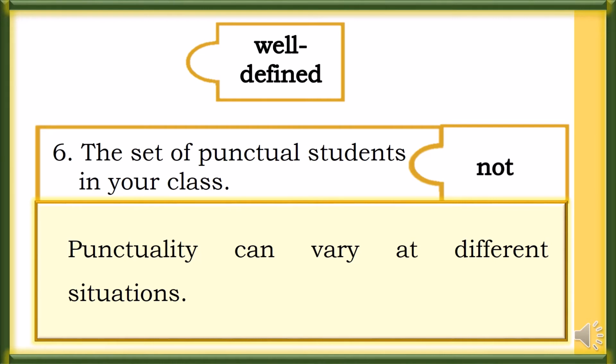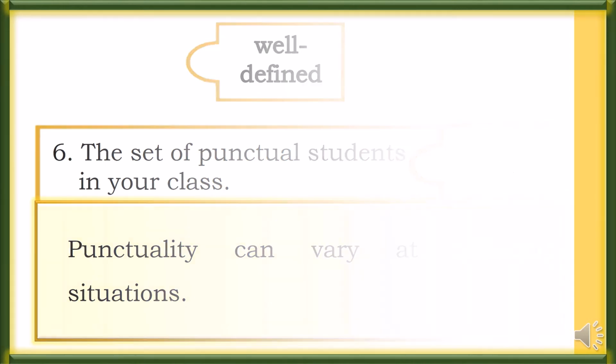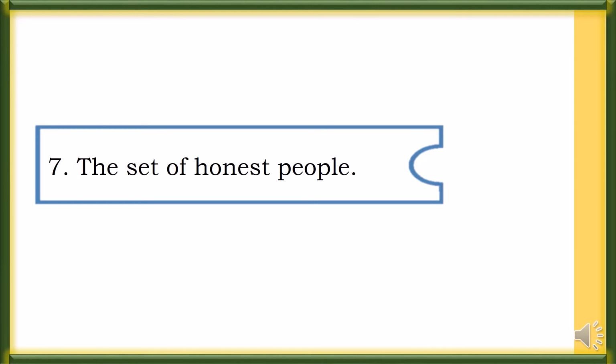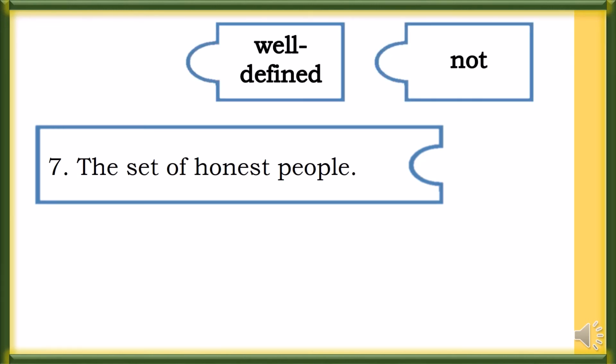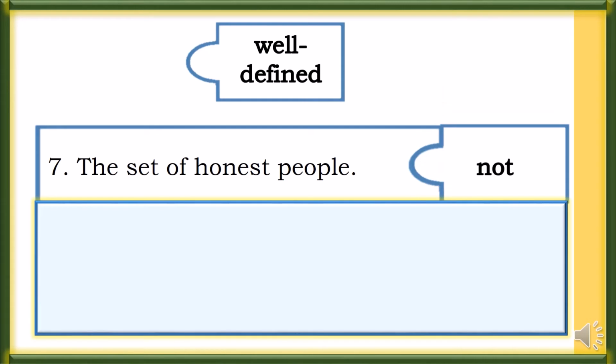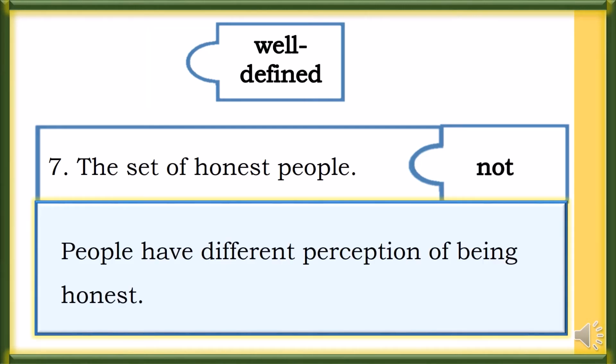For example, some students may be punctual at coming to school but may be late in passing the projects on or before the deadline. Example number 7, the set of honest people. Well defined or not? The set of honest people is not well defined since people will have different perceptions of being honest. For example, some people may consider someone as honest, but some who do not know that person will not consider him or her as honest.